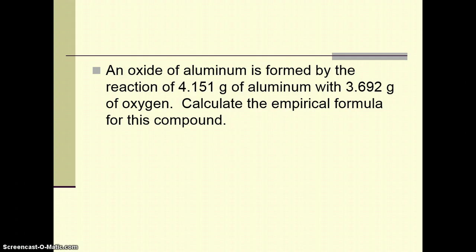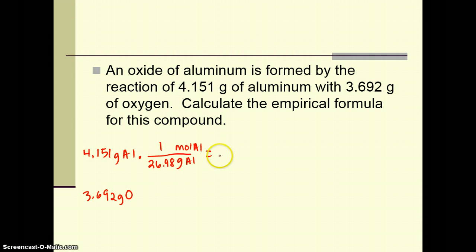So here's our first problem. An oxide of aluminum is formed by the reaction of 4.151 grams of aluminum with 3.692 grams of oxygen. Calculate the empirical formula. So we're going to start with our grams: 4.151 grams aluminum and 3.692 grams of oxygen. We're going to convert both of them to moles. We're going to put grams on the bottom and moles on the top. 1 mole is equal to 26.98 grams of aluminum. And when I do that problem, I get 0.154 moles of aluminum.